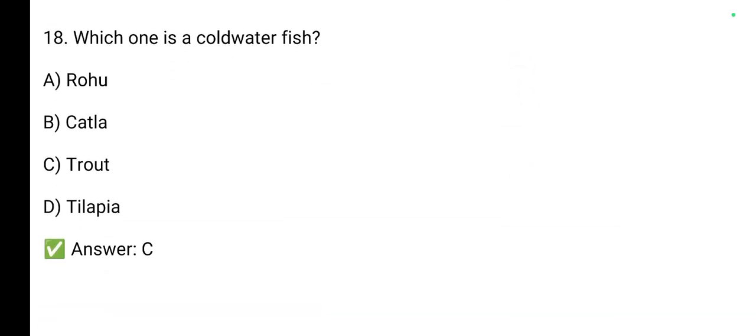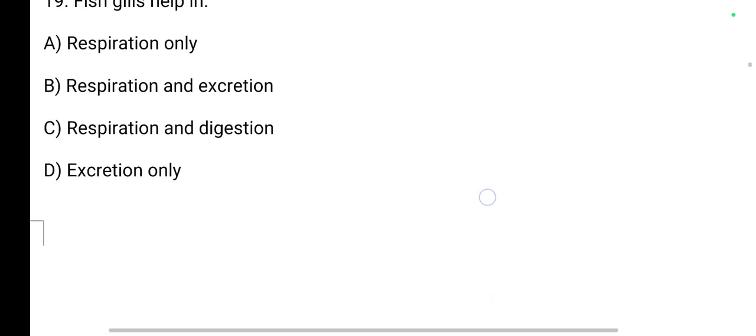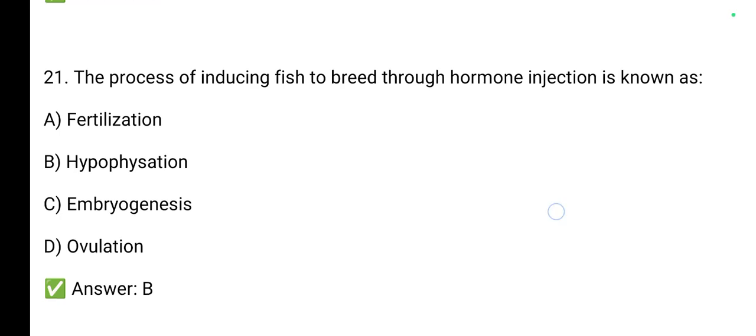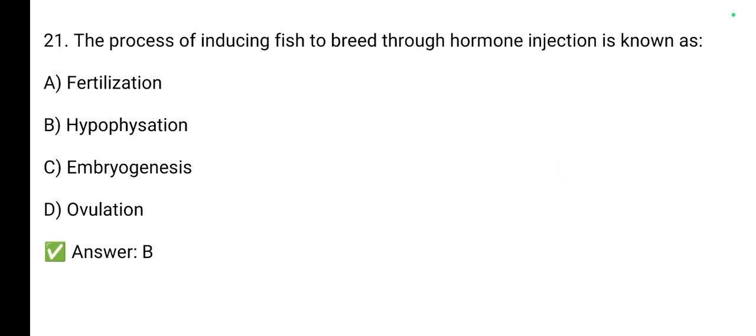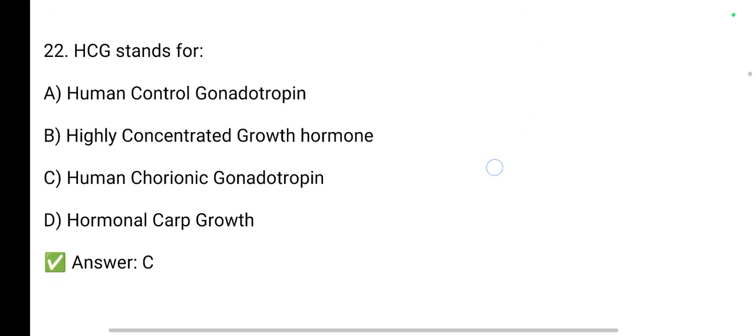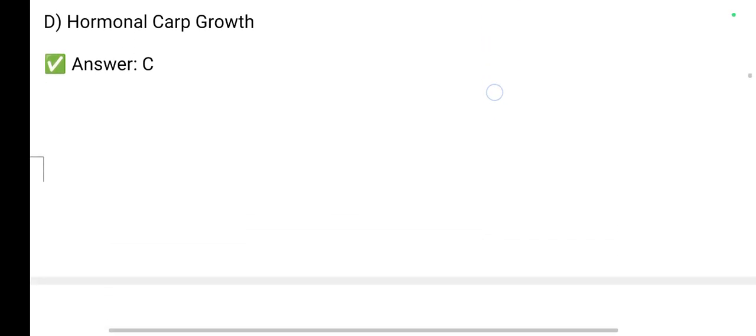Which one is a cold water fish? So it is C, trout. Fish gill helps in respiration as well as excretion. Which technique is used for producing hybrid fish seed? So it is hybridization. The process of inducing fish to breed through hormone injection is known as hypophysation. HCG stands for human chorionic gonadotropin.